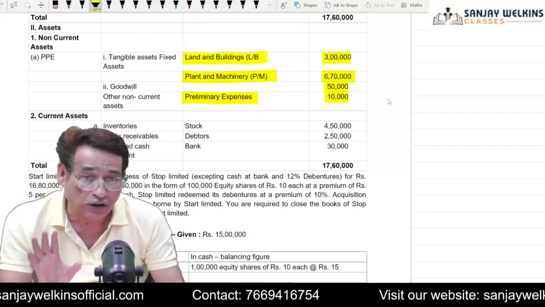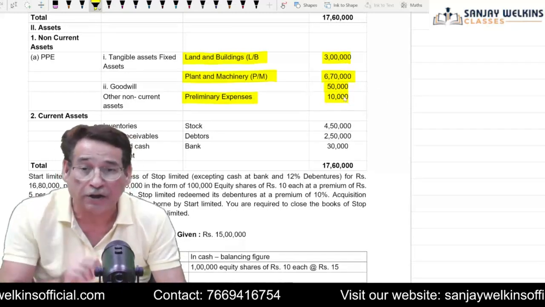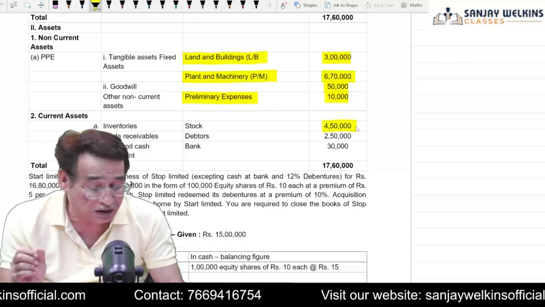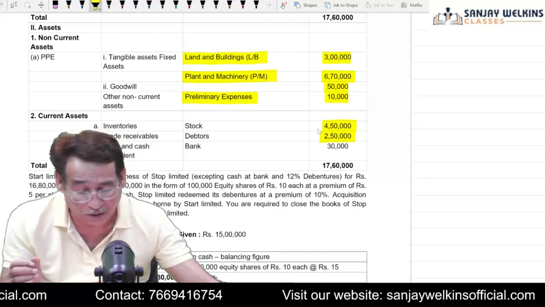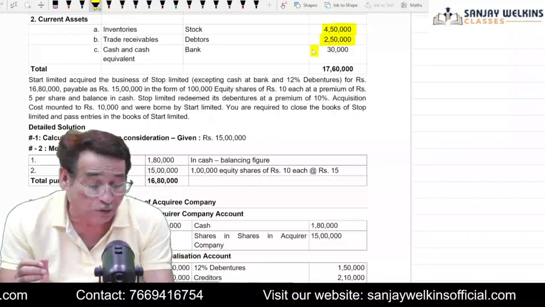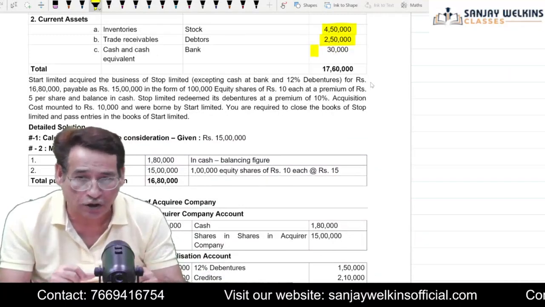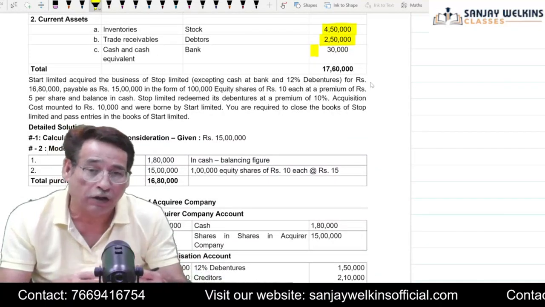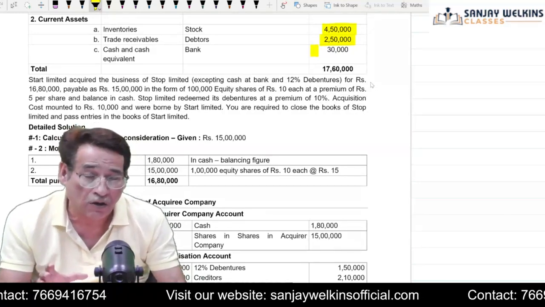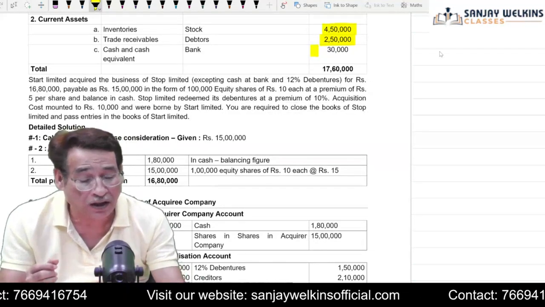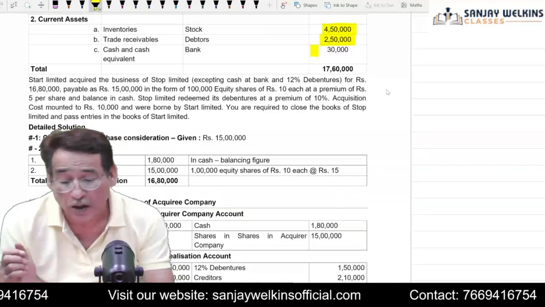However, preliminary expense, I told you, is a valueless item. All the valueless items will be posted to the debit side of the shareholders account. And then stock and debtors you are going to take to the debit side of the realization account. Now, regarding bank, we have to be careful. We have to look into the question whether the bank has been taken over or not. If the bank has been taken over, then I am going to post it to the debit side of the realization account. And if the bank is not taken over, then I am simply going to write in the bank account, balance brought down. Is it clear to you?